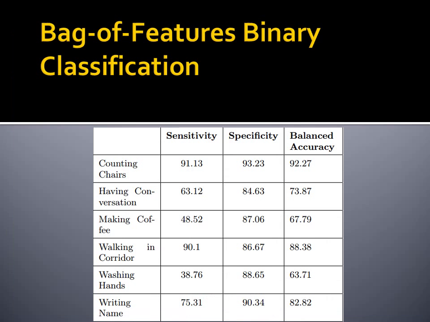Here we can see the bag of features binary classification. Notice again that washing hands and making coffee had the lowest accuracy, which as a consequence brought the overall balance accuracy to 78.14 for this technique.